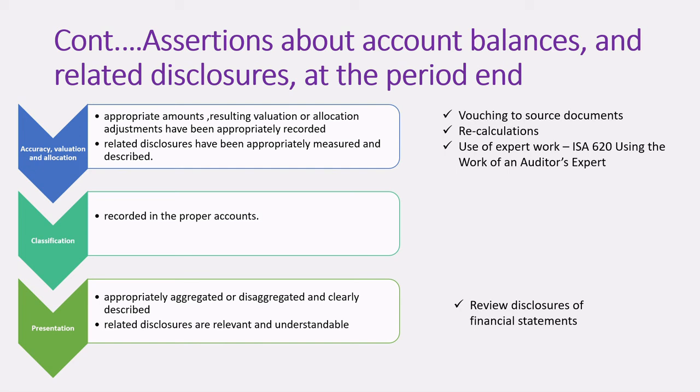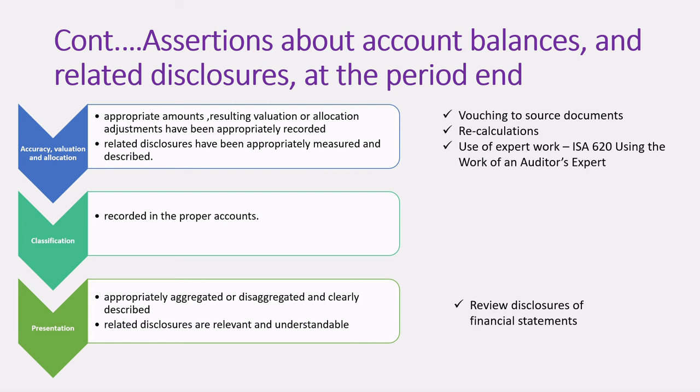And the next assertion is classification. Again, same as the topic we talked about previously regarding P&L, the transaction should be recorded in the correct account. And next, presentation. Again, they have to appropriately disclose according to the requirements of the accounting standards. Again, regarding disclosures, we can do a review of financial statements. So that concludes the assertions in relation to the balance sheet.